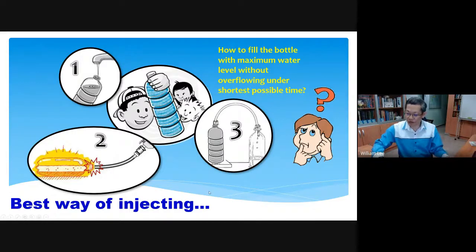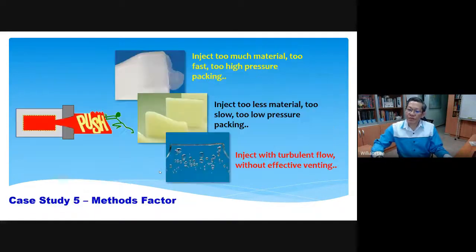So the same thing applies in injecting the plastic into your mold. You don't want to fill with some overspilling, then you have flashing. And when you inject too much material, then you can have a problem in packing later. So many ways to fill. So here is one case study. You can see the method. If you fill too much material, inject too much, too fast, too high pressure, then you have flashing. Or if you inject too little material, too slow, too low pressure, then you have what is called short molding. It doesn't fill up fully, and this is a rib, for example.